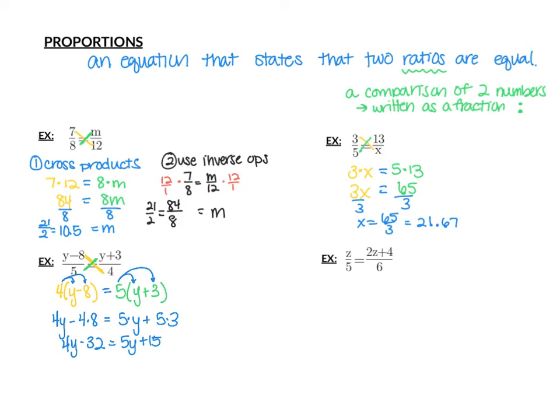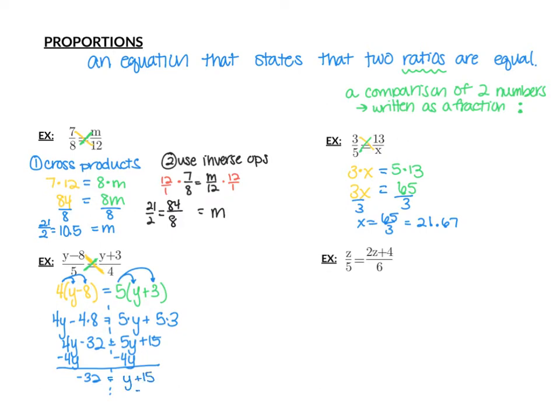Now I like to keep my variables positive, so I'm going to subtract 4y from both sides. If you need that visual, draw that in to remind yourself what you do to one side, you have to do to the other. So we get negative 32. Please be very careful that if there's a sign, that needs to stay with the number it's in front of. So that negative 32 needs to stay with the 32, equals 1y plus 15.